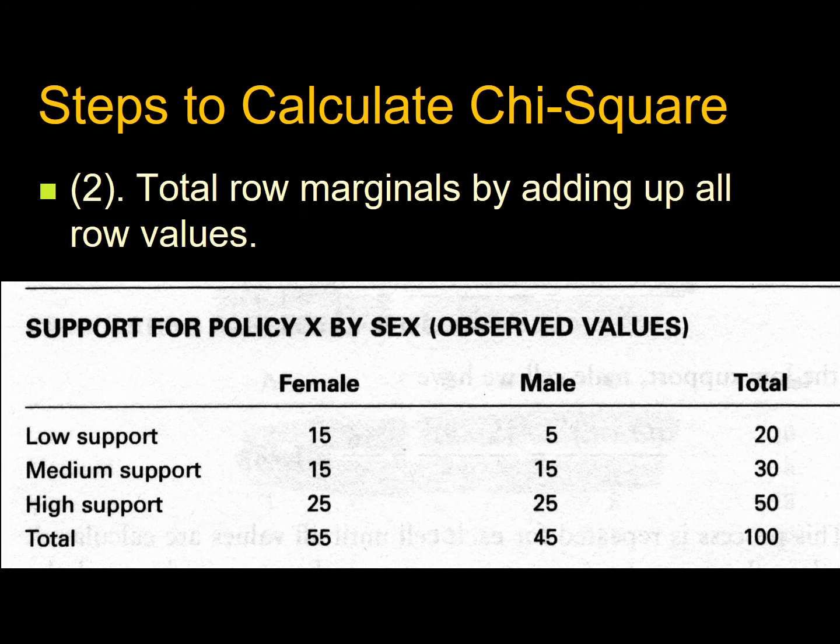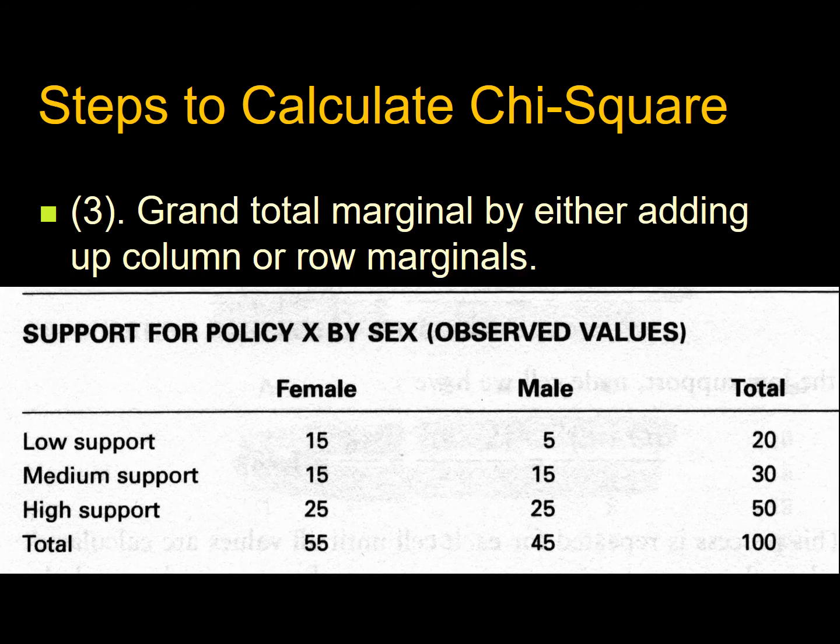In step 2, we totaled the row marginals by adding up all the row values. So here we've added low support, female and male: 15 plus 5 is equal to 20, then 15 plus 15 is equal to 30, then 25 plus 25 is equal to 50, and then we total the values at the bottom of the female and male columns, and that equals 100. And you'll notice that the column marginals and the row marginals are equal to each other. And we get the grand total marginal here.